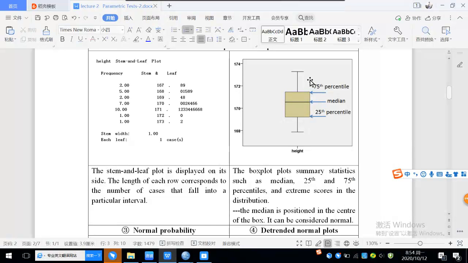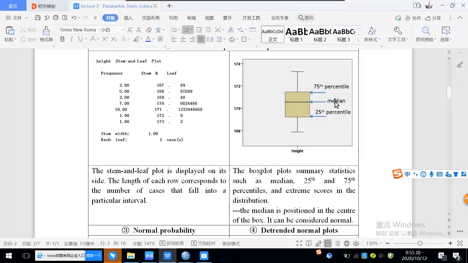Okay, if we get a plot like this, how can we judge if the variable is normal or is not normal distribution? The criteria is, let's look at the median. Yes, the median is this line. It shows the median. So here, the median is between 170 to 171. That means the median of the height is 170, maybe 176 or 175. Okay.